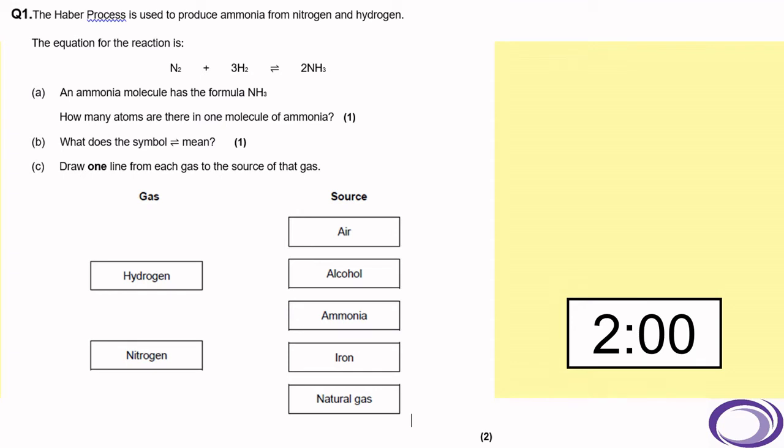So the first question, the Haber process is used to produce ammonia from nitrogen and hydrogen. The equation for the reaction is nitrogen plus hydrogen makes ammonia. An ammonia molecule has the formula NH3. How many atoms are in one molecule of ammonia? What does the symbol mean on the screen? And then they'd like you to match each gas to a source of that gas. Remember, if you need more time, feel free to pause the video.